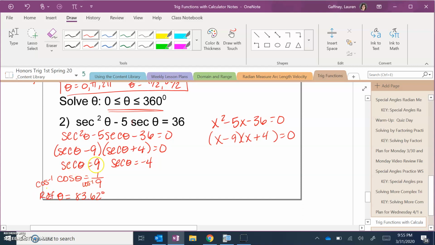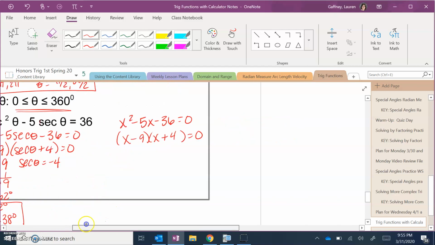So now, for cosine or secant to come out positive, we want quadrant 1 and 4. Well, that is the quadrant 1 answer already. So to get to quadrant 4, if you think about it, to get to quadrant 4, we take 360 minus our reference angle, so we should get 276.38. At any point, you can pause this to catch up if you need to.